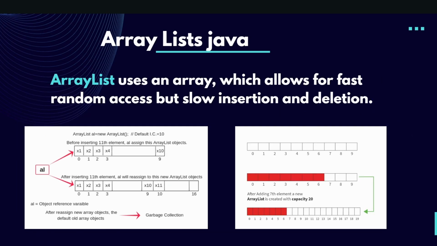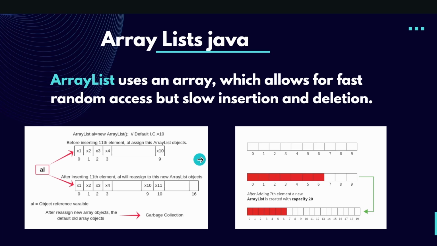Now we will understand what is meant by array list in Java. We have already discussed array list. It is just an extension of the array. This array list is also known as the dynamic array in the C++ language. In Java we call it array list. If you read the sentence over here, it says array list uses an array which allows for fast random access but slow insertion and deletion.